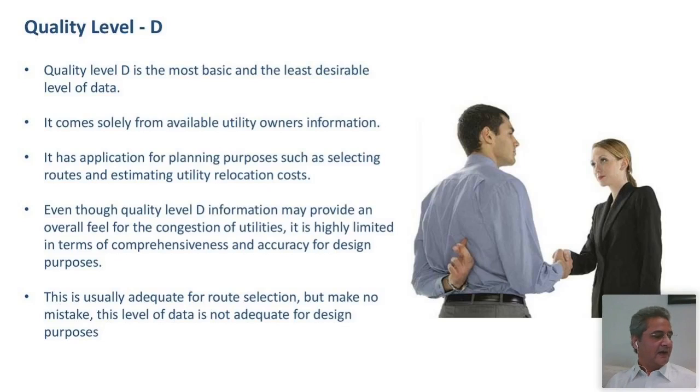Even though quality level D information may provide an overall feel of the congestion of utilities, it is highly limited in terms of comprehensiveness and accuracy for design purposes. So it's good for the initial planning. When you're going to a city, you want to understand what kind of tools you need to use to actually detect, etc. You need this information. Wonderful information to have. So this is usually adequate for route selection, but make no mistake, this level of data is not adequate for design purposes. So you cannot go into design, but yes, for your preliminary planning, you can work with this data.